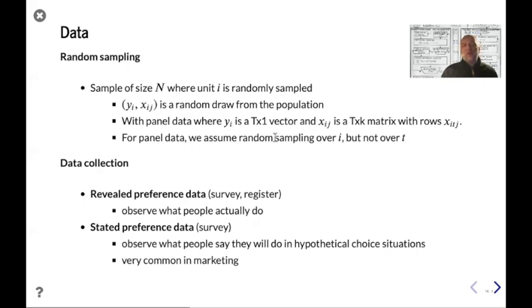If we have panel data, then we may want to think that they are randomly sampled over i, but not over t. This doesn't really change the formulation here in terms of unit i being randomly sampled. Then y_i is really just a T vector, and x_ij is a T by K matrix with the rows being all the different observations. This depends on how you organize the data, what the size of these matrices are. The point is, it's just T times as many observations, and you draw them in chunks.